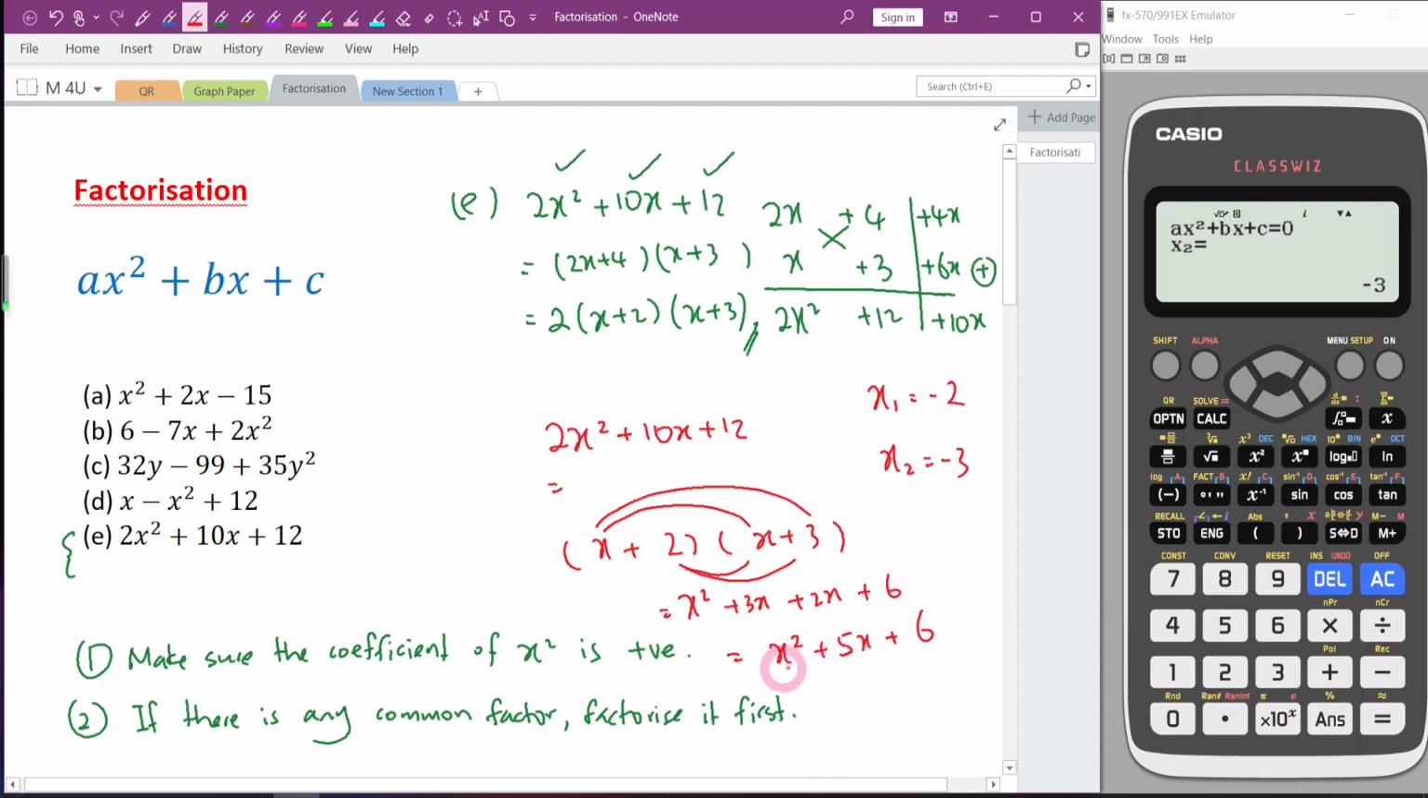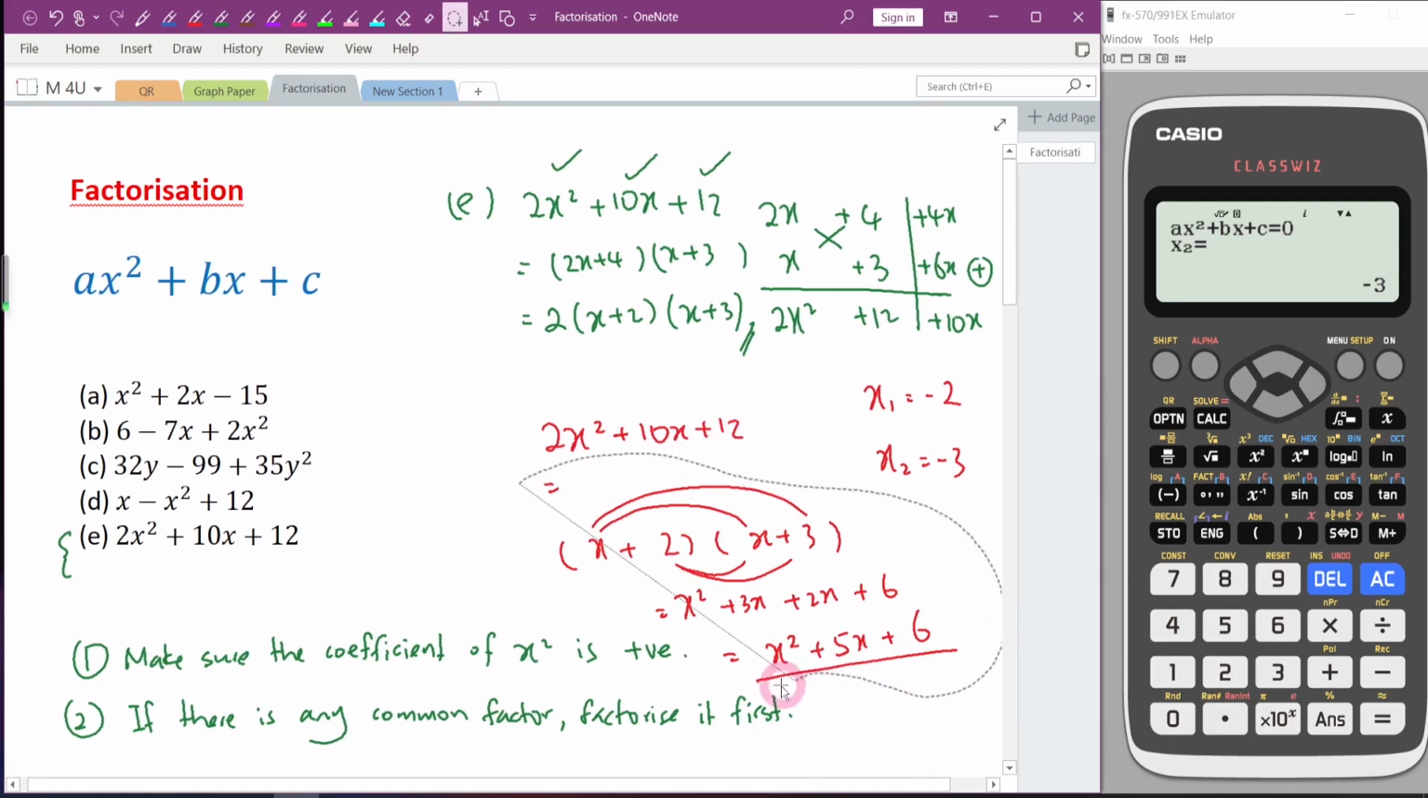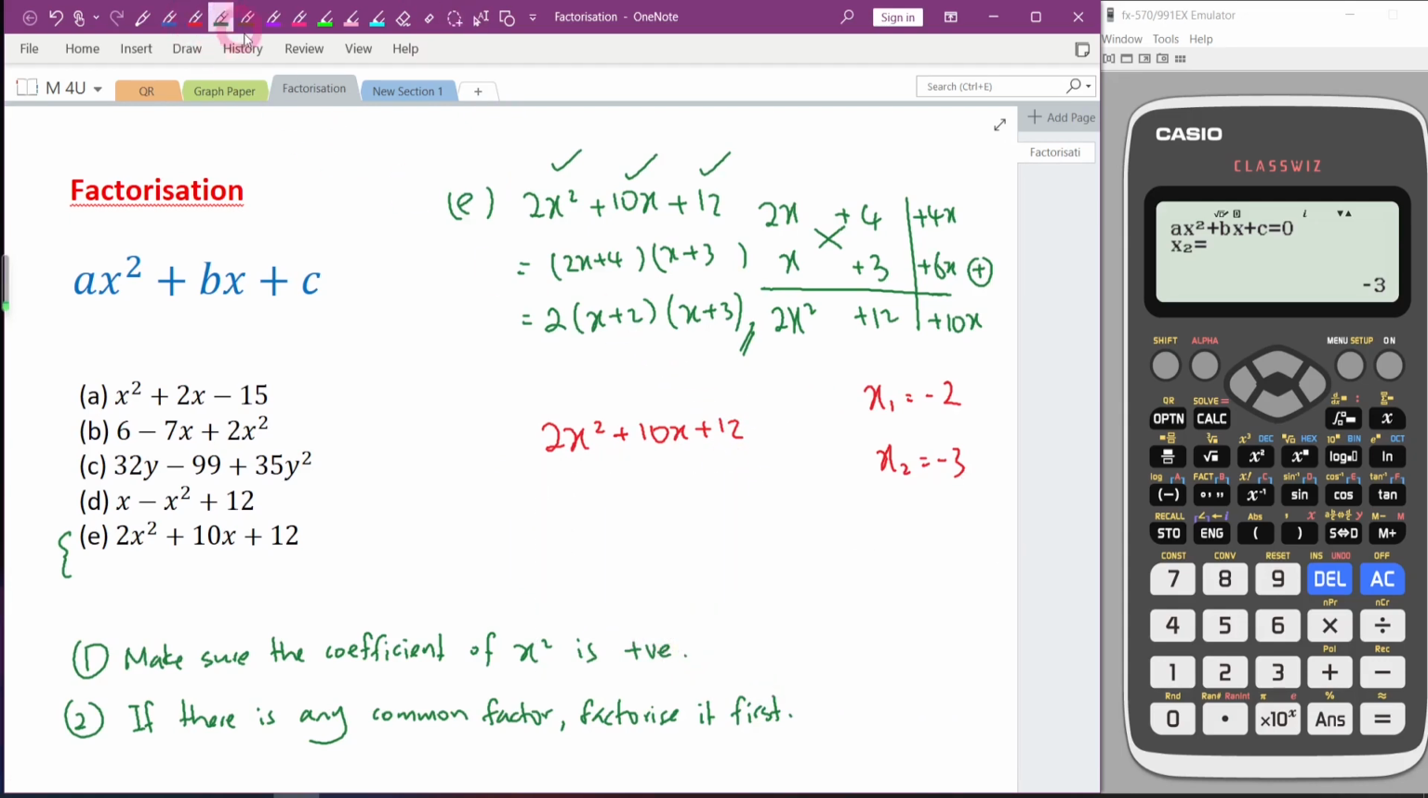Okay, you notice that this is actually not equal to this. This is not correct. Therefore, before we start using our calculator, factorize the 2 out first. Like what I showed you just now. Bring the 2 out first.